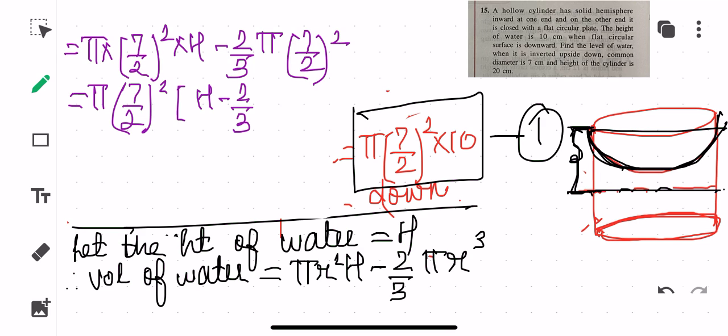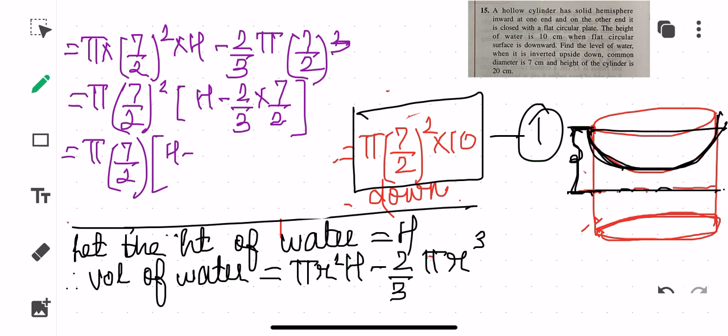Okay, so what are we going to do now, children? We'll just look into it. Let's check the rest of the things once. Here you have 7 upon 2 also, children, because here this is 7 upon 2. So this is what you are left with. This in turn will be equal to pi into 7 upon 2 into h minus, this 2 is getting cancelled, 7 upon 3. This particular equation you will take as equation number 2. So this is my equation number 1, this is my equation number 2.